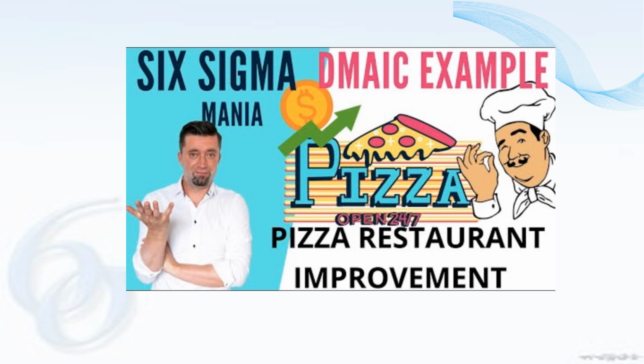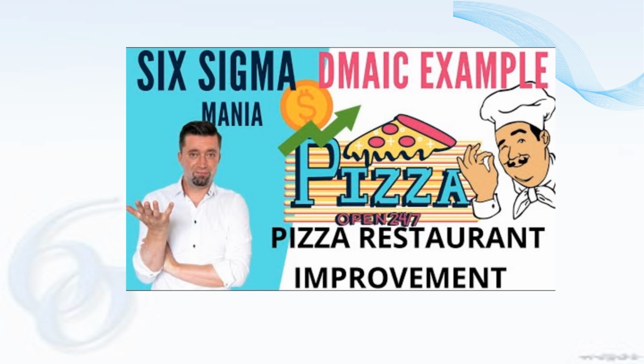The DMADV process, a Six Sigma methodology used to design or redesign new processes or products, ensures they meet customer expectations from the outset. What are the phases of DMADV? The first is define, then measure, analyze, design, and verify. What is the purpose of it?